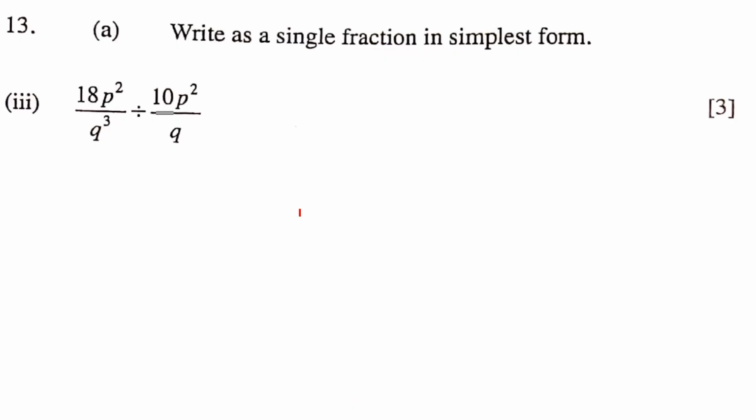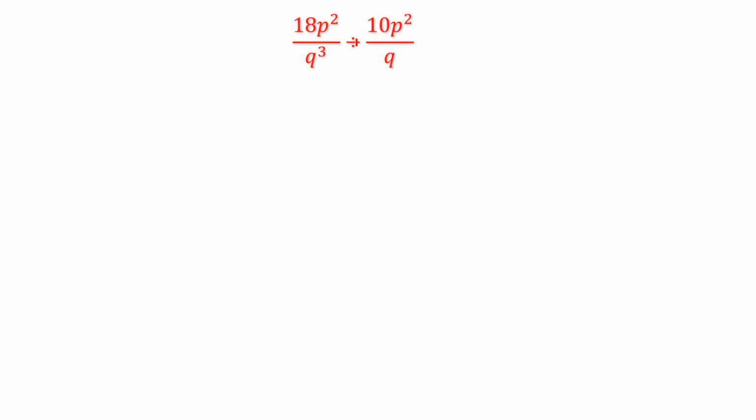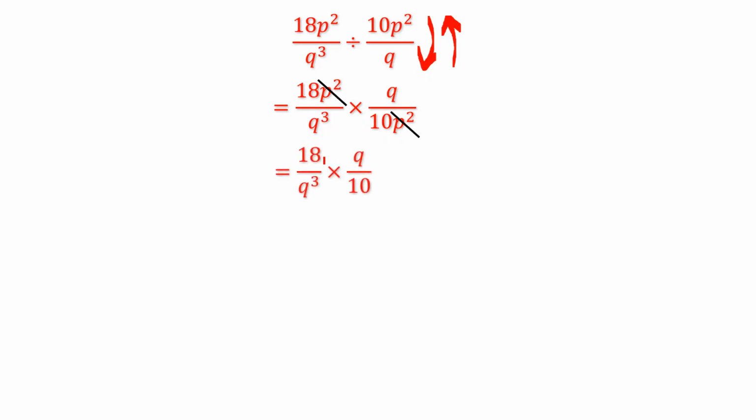Moving right along, we have this one here. This is the division. And so what we're going to do for the division is change the division sign into a multiplication sign, and we're going to swap these two. Okay, that's the rule. So 18p squared divided by q to the third power, multiplied by q divided by 10p squared. So what we can do here is cancel out these two terms, p squared and p squared. That leaves us with just 10 at the bottom and 18 at the top.